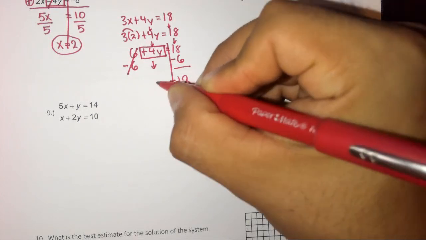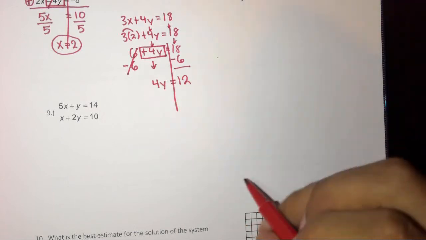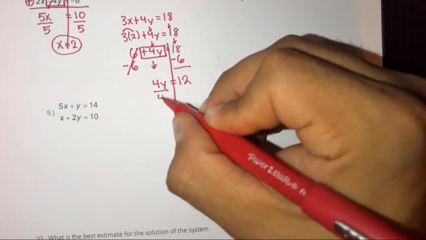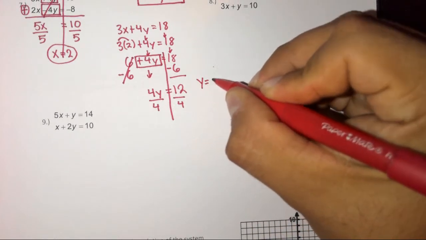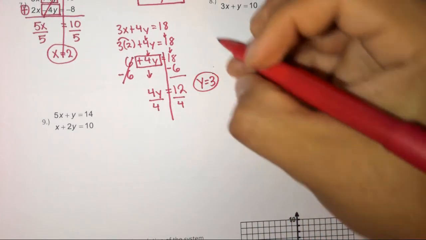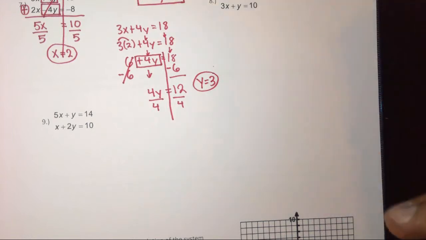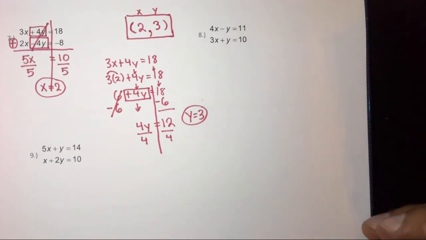And then this is going to come down for y. And now my last step is going to be to divide by 4. So I get that y is equal to 3. And so I can plug that in there. Alright, so that was problem number 7.